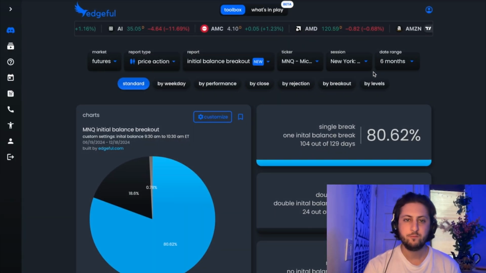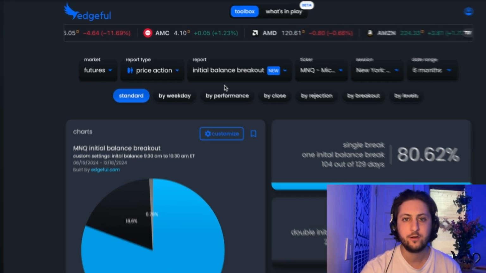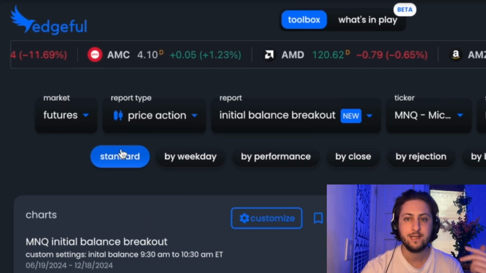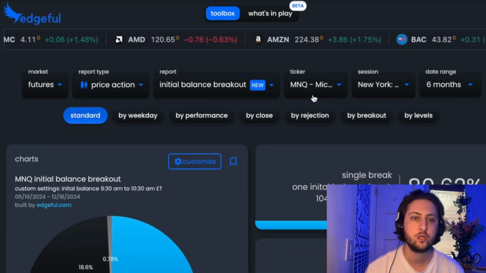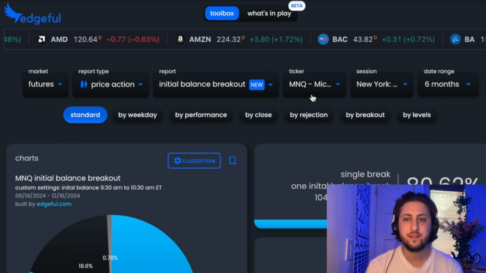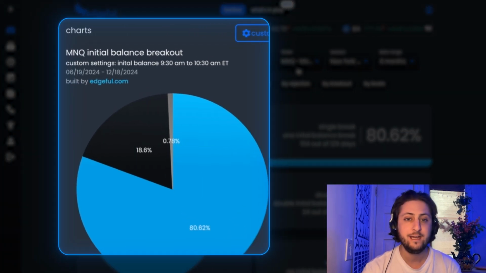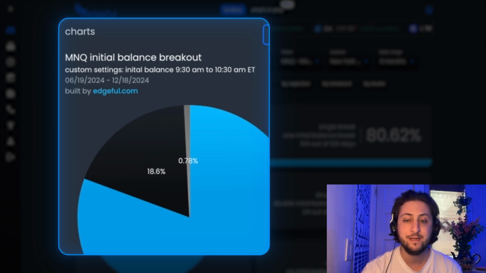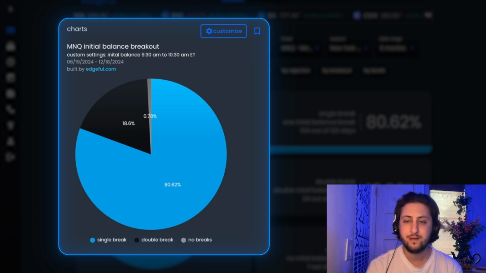So as always, we have to start on the Edgeful dashboard and pour into the data. So if you see here, initial balance breakout report, we're looking at the futures market and specifically on the NASDAQ because that's what I primarily trade. So if you're unaware of what the initial balance is, it's very simple. It's just the first hour of trade of the New York session. So that's from 9:30 a.m. to 10:30 a.m. Eastern Standard Time. We're going to form a range in that first hour of the open. And then that is our initial balance.